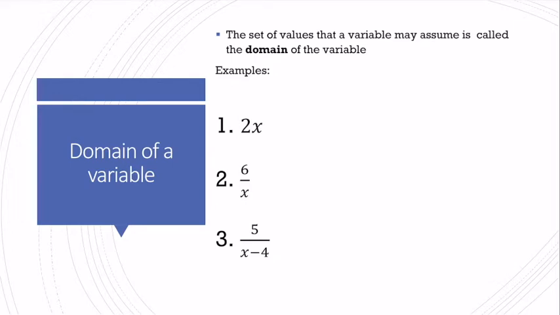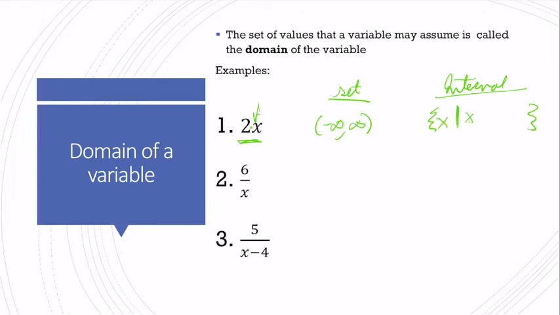The domain of a variable is any real number value, because remember we're working on the real number line, that an expression can take on. So for example, if I have 2 times x, are there any x values that I could not use? No, right? So we can write this in set and interval notation. So any value from negative infinity to positive infinity could be substituted in. In set notation, we'd write this x such that x is a real number.